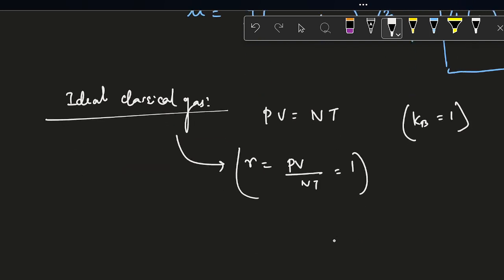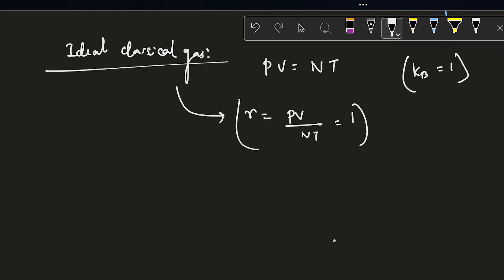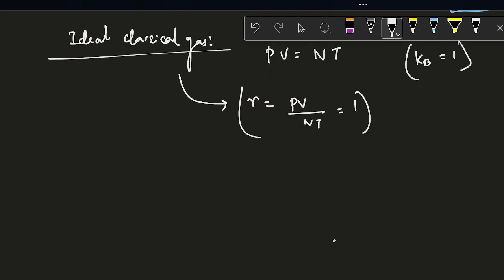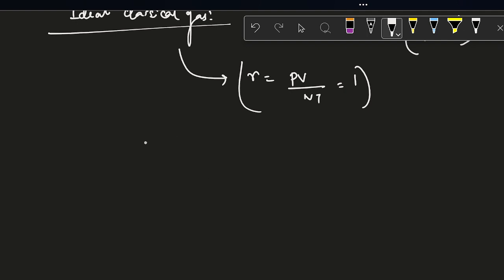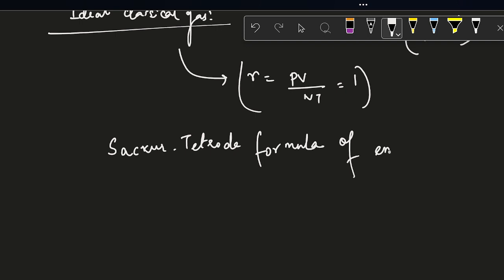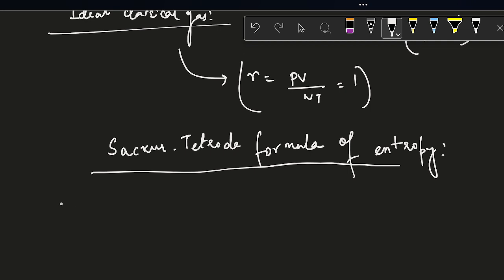But still, for the sake of the calculation, since we are doing it in mathematical terms, I would also like you to show that it is mathematically true. How can we show that? We can use a formula that has been used in the lecture, the Sackur-Tetrode formula of entropy. This has been taught in the lecture.